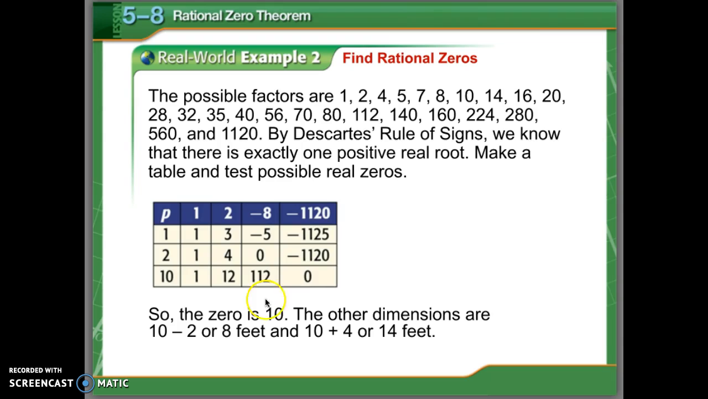And so that means that the answer for the dimension, the side x, is 10. So that means the height was 10, the width was 10 minus 2, so 8, and the length was 10 plus 4, so 14. And if you do 10 times 8 times 14, you should get that answer of 1120.